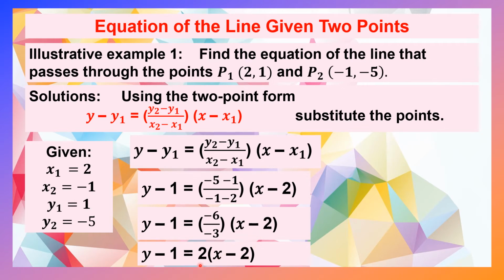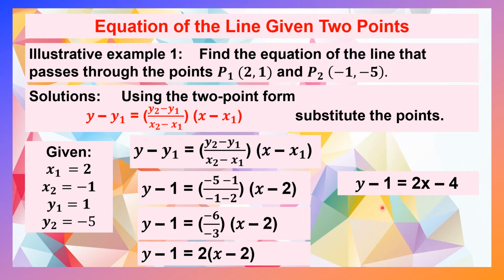So, multiplying this 2, we have 2 times x is 2x. And 2 times negative 2 is negative 4. And then, I just copied y minus 1. So, isulat natin ang ating equation gamit ang slope-intercept form, which is y equals mx plus b.